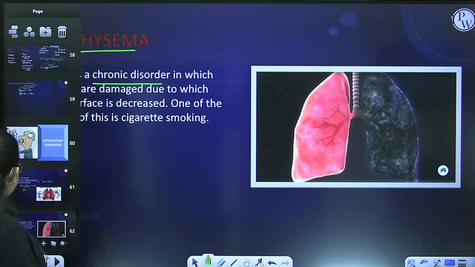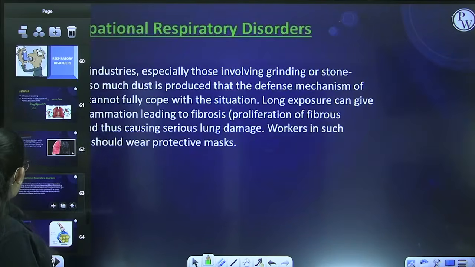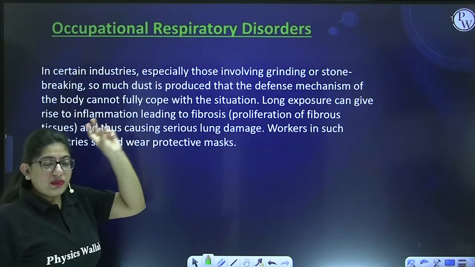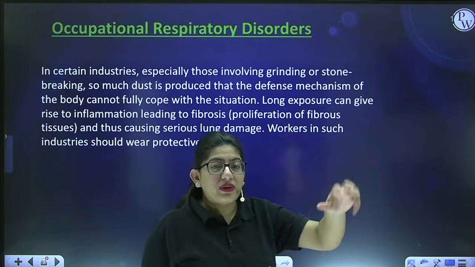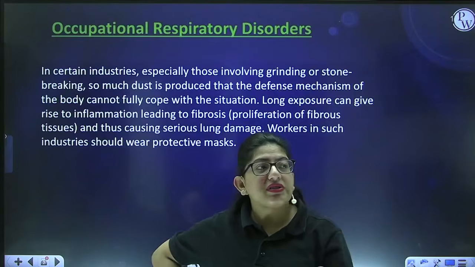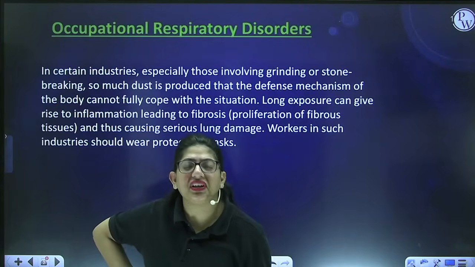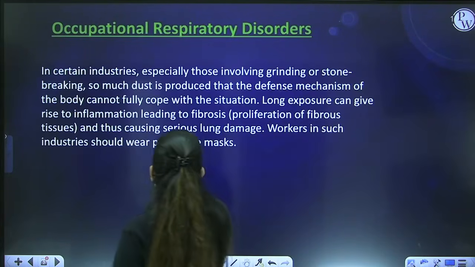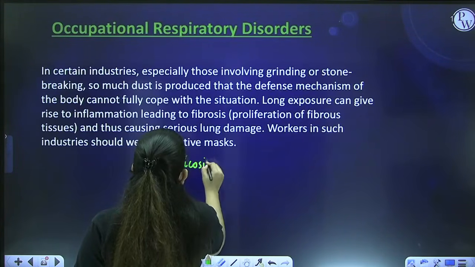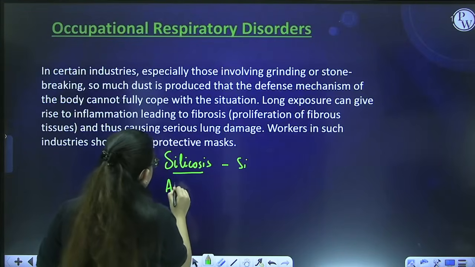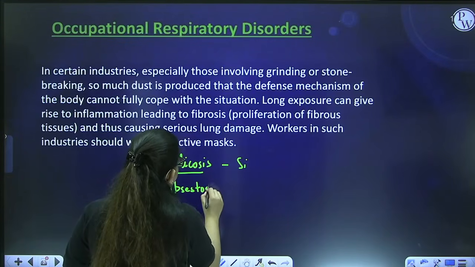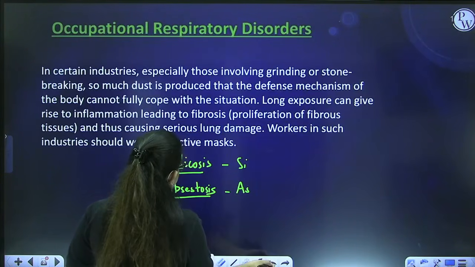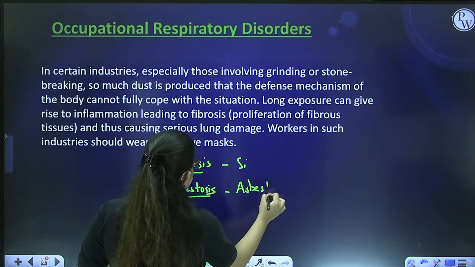Next, let's talk about occupational respiratory disorders. Occupation means work place. So a person works at a place where the person is exposed to certain chemicals every day. For example, a person is working in a glass factory. So the person is exposed to silica every day, and that leads to silicosis. Or a person is working in a factory where asbestos is formed, and the person gets a disease, asbestosis.